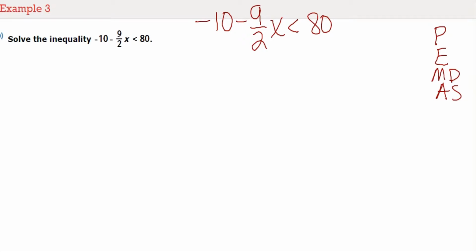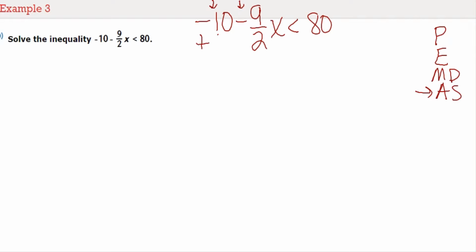So if we look at the reverse order of operation, it tells us to undo addition and subtraction first. So what is connected through that variable through addition or subtraction? Now don't get confused when you see this negative 9 halves, because that negative 9 halves is connected through multiplication. So now if we look over here, that's a negative 10, so that is connected through subtraction.